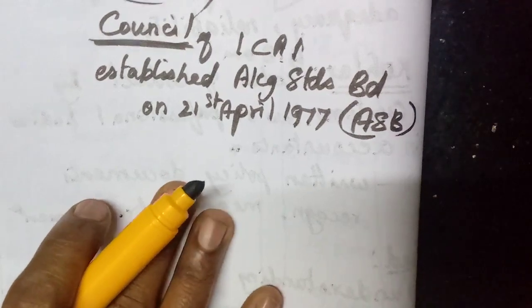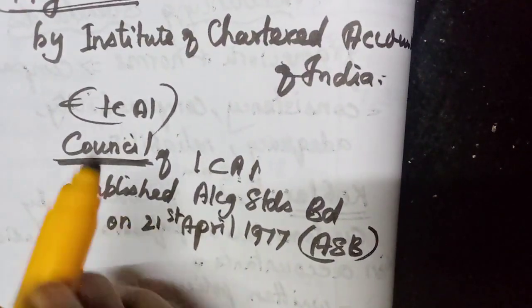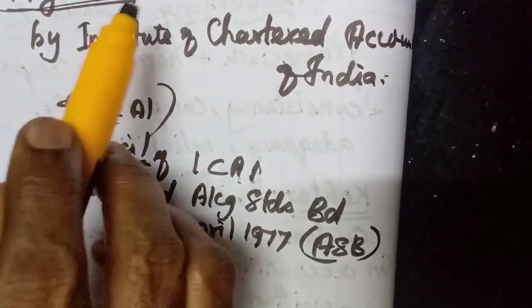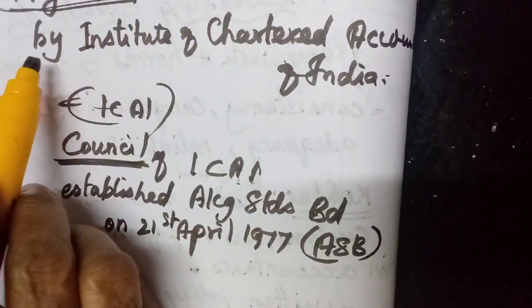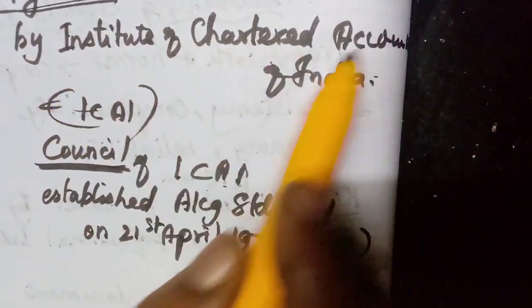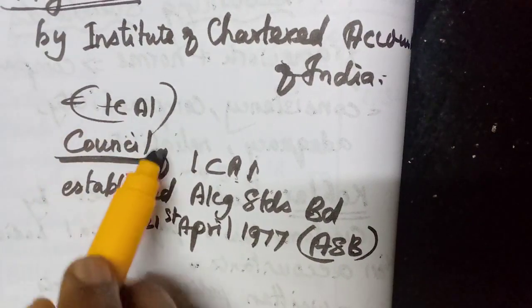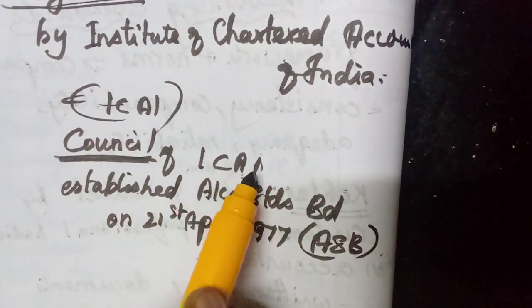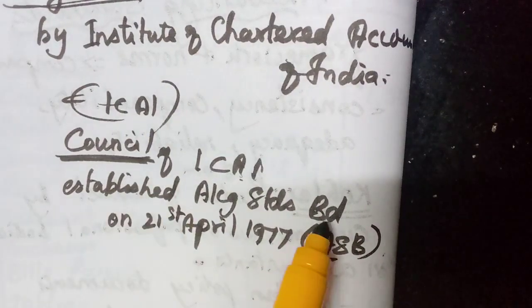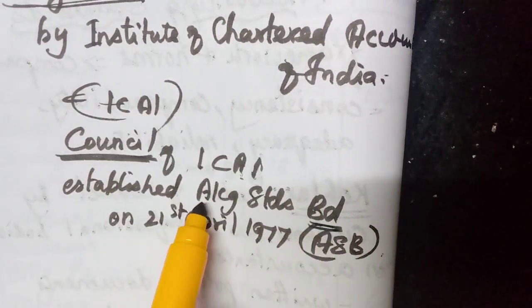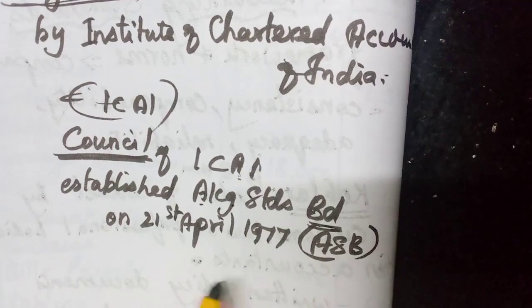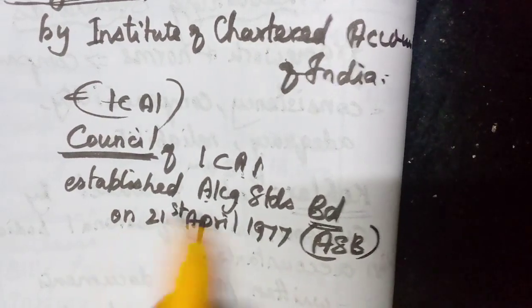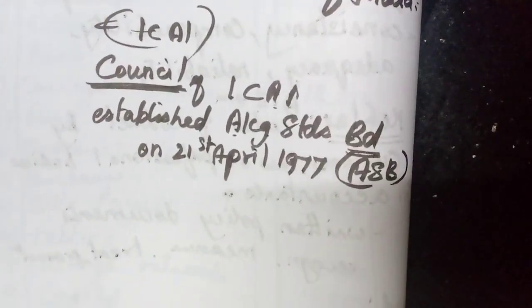In India, who is issuing the accounting standards? Accounting standards are issued by the Institute of Chartered Accountants of India, called ICAI. There is a council, the Council of ICAI. It has constituted one board. That board is called the Accounting Standards Board, ASB, on 21st April 1977.